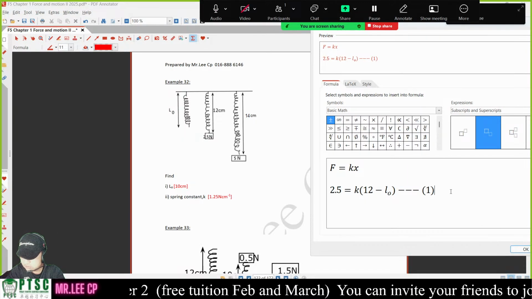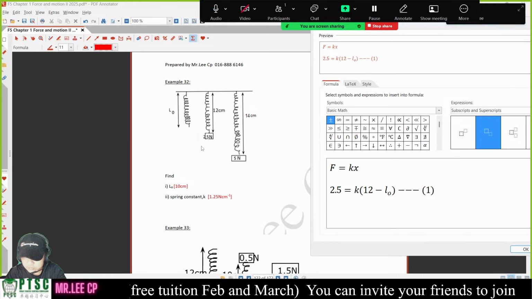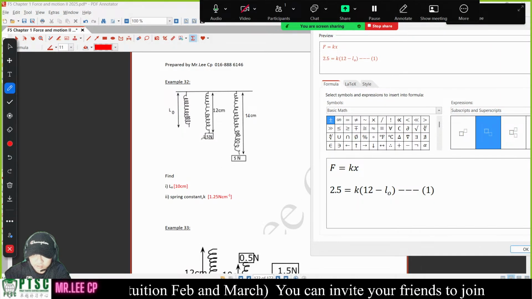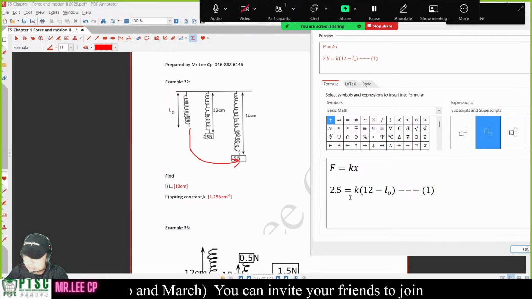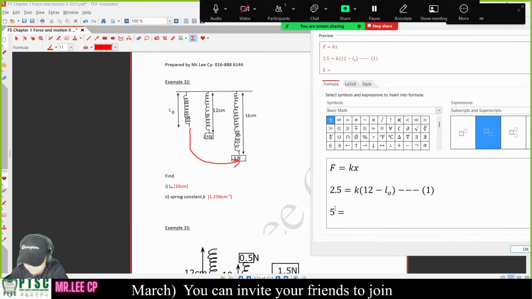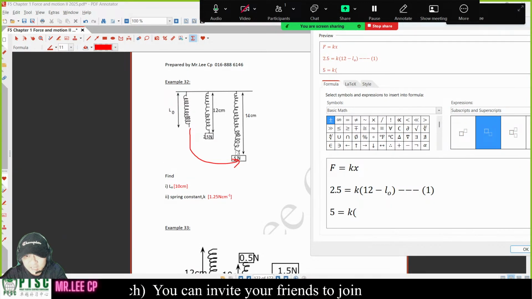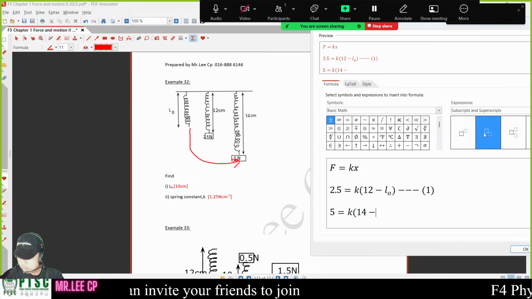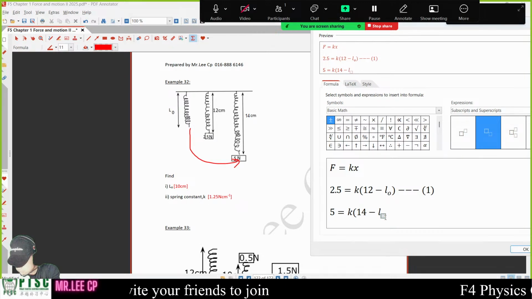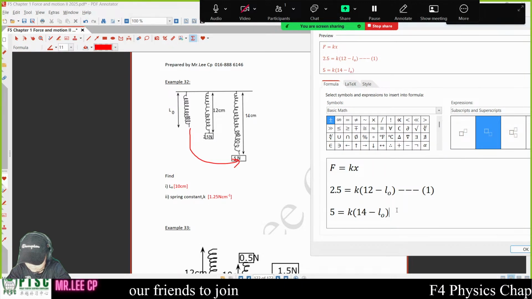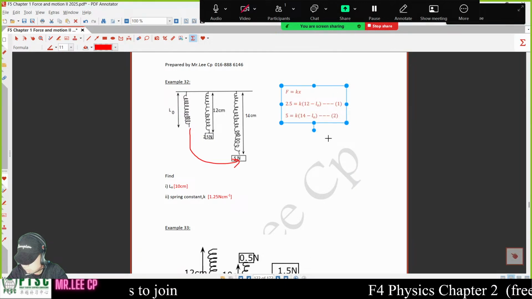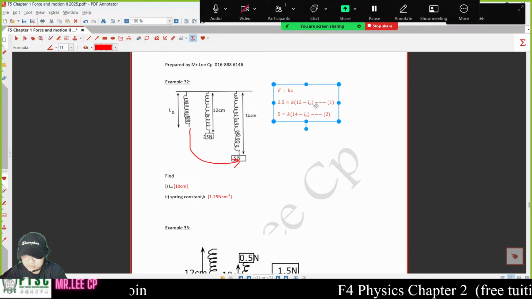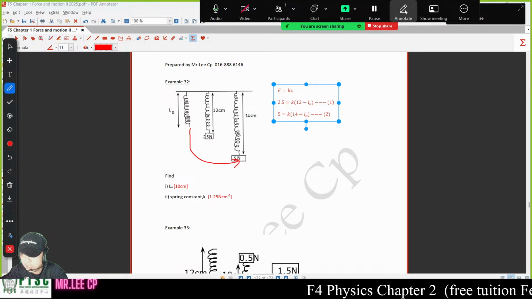The first equation. So I want to write the second equation. It is from here to here. So F right now is 5. K, I don't know. X, the extension of the string, is 14 minus L0. Okay, so I have two equations right now. I'm going to solve the first and second equations by dividing them.